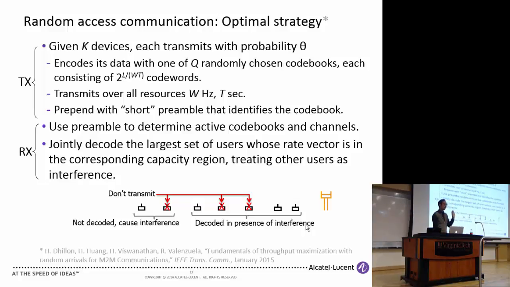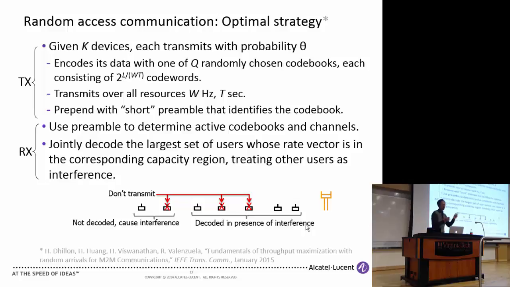Here it's different because the base station, the receiver, doesn't know in advance which devices are actually going to transmit. Remember, this is a random access channel. A device wants to transmit, it just starts transmitting. So the base station doesn't know ahead of time what devices will be transmitting. The overall strategy then is as follows. Let's say there are K devices, and the first thing each transmitter does is flip a coin, and with probability theta, it decides to actually transmit.